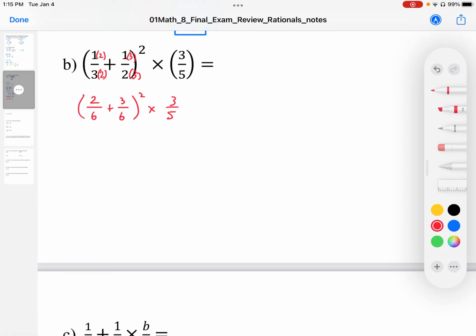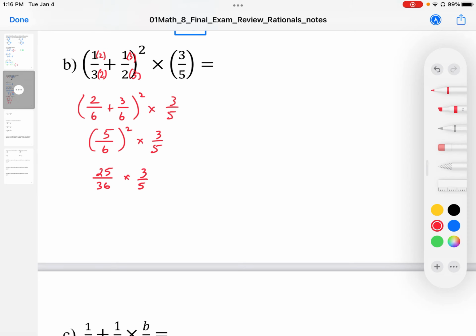So I'm going to add those together to get 5 over 6. I'm going to square all that and then multiply by 3 over 5. So when I'm squaring this, I'm going to square the numerator and square the denominator. Okay, BEDMAS means I square first, then I multiply.